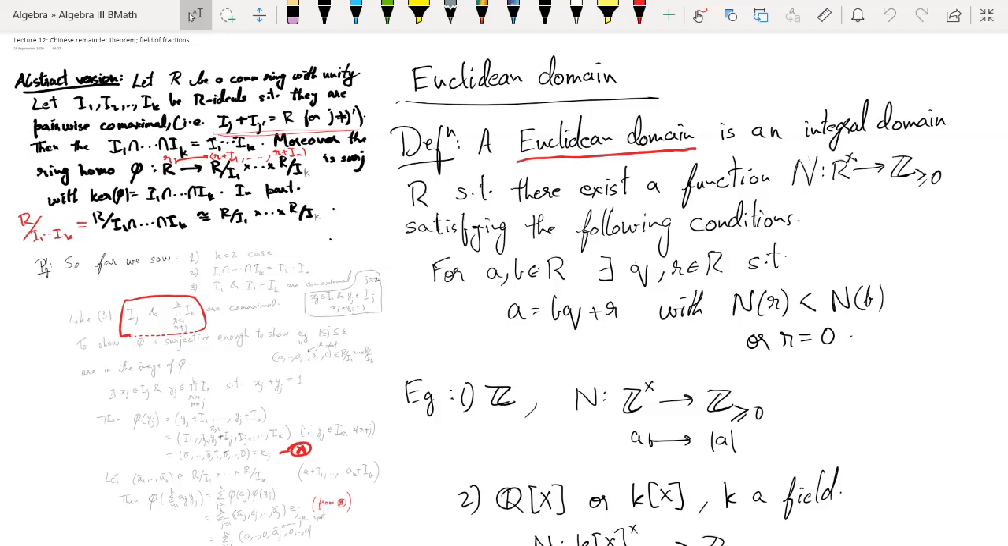Sir, why does there exist q and r? Say that again. Why does there exist q and r? Like for every q and r, r in R should be less than N(b), or what should it be?